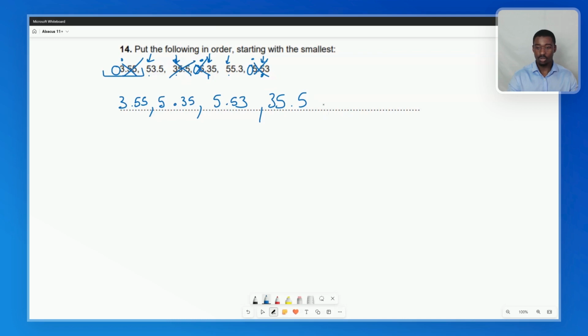Then we have 53.5, 55.3, units column, 3 smaller than 5. So we don't need to look any further. It has to be 53.5 and then 55.3. This is our order from smallest to biggest.